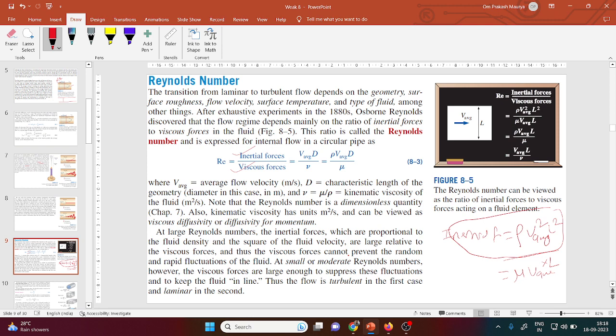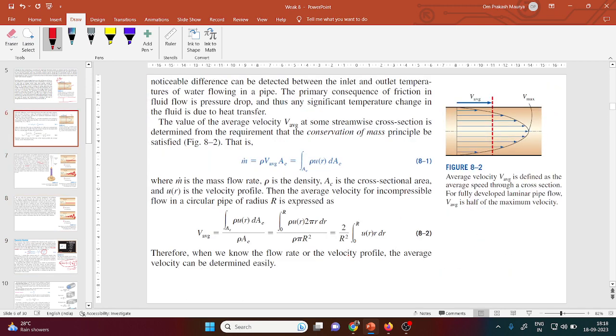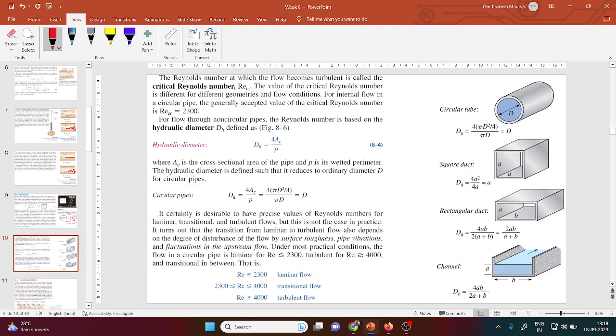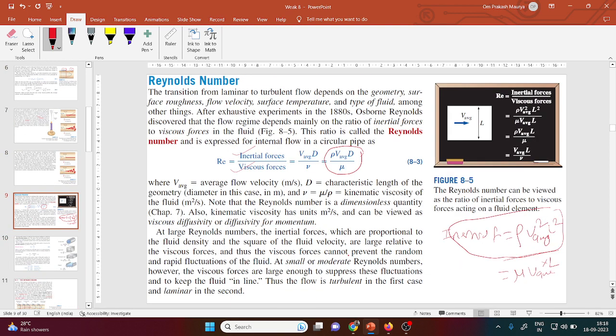Based on this ratio, we define whether the flow is laminar or turbulent, and in between we consider transient flow. So when you calculate the final ratio, it is rho times the average velocity. In the previous slides you might have seen the average velocity like this. We consider the average velocity, not the maximum. So this is basically the definition.